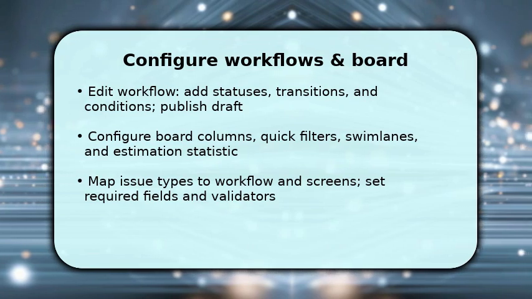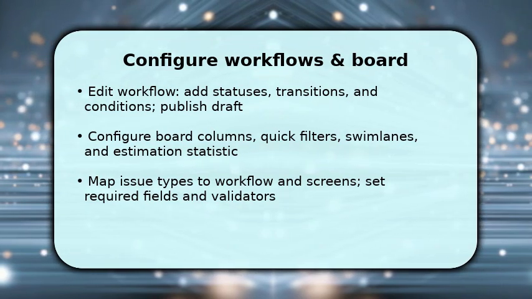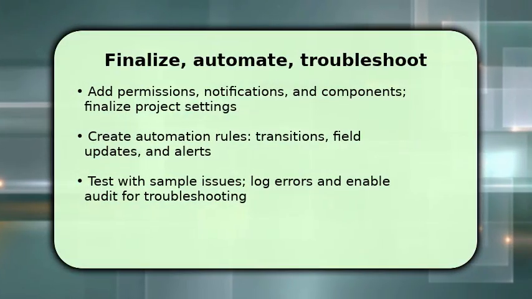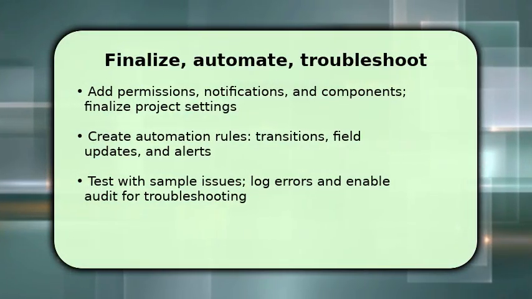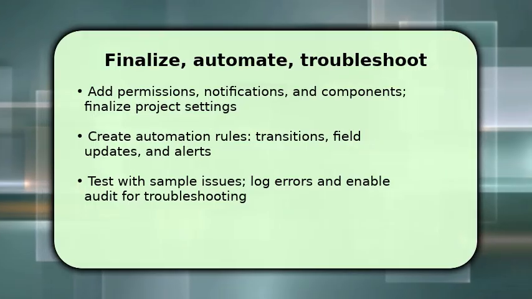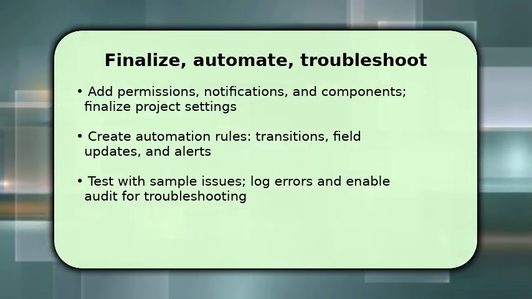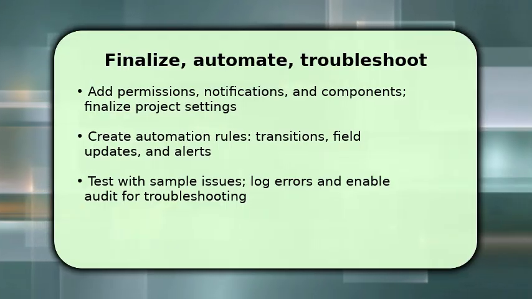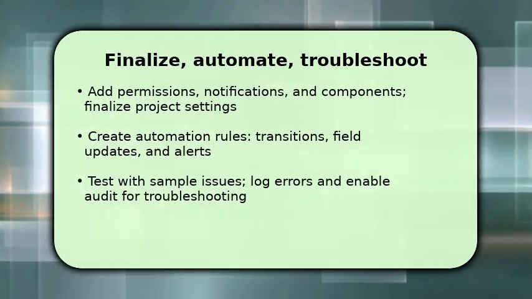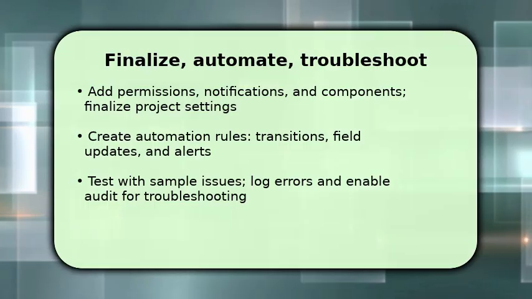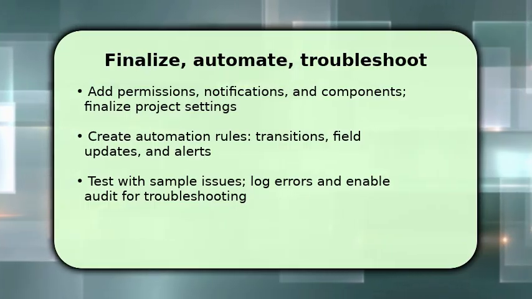Finally, finalize settings and add automation to reduce manual work. Set permissions and notification schemes so stakeholders receive useful updates, then create automation rules for common transitions, field updates, and alerts. Once done, run 3-5 sample issues through the workflow to validate screens, permissions, and automations.